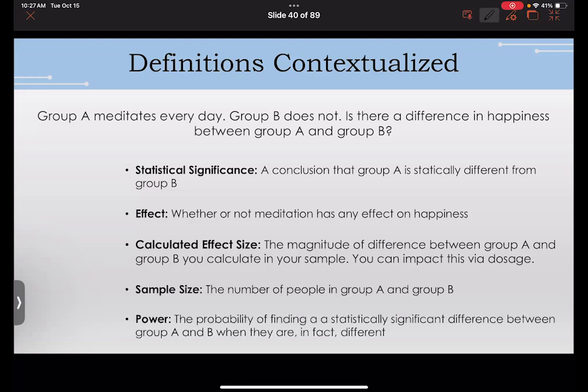Sample size, we know, and then power is the probability of finding a statistically significant difference between A and B when in fact they are different.